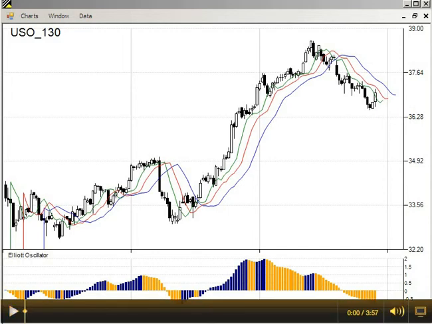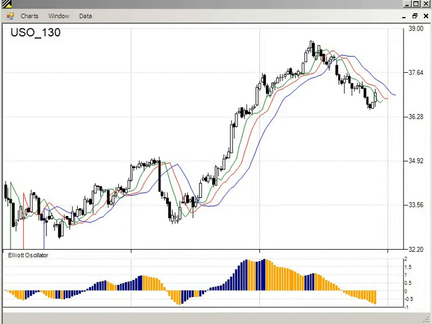That there was sure, and that we're not showing any of the work that preceded the analysis. But we determined that there was a very strong resistance area, 38.50 to 39, on the USO, which is United States Oil, the oil ETF. And we set up a campaign chart of 130-minute bars.